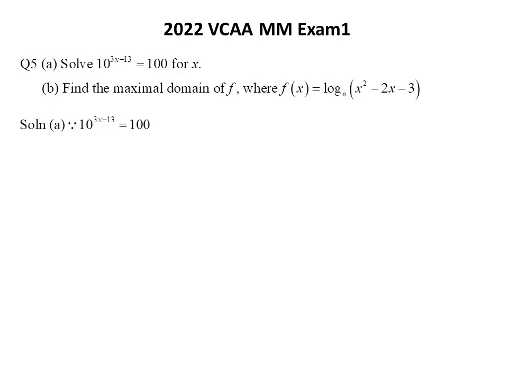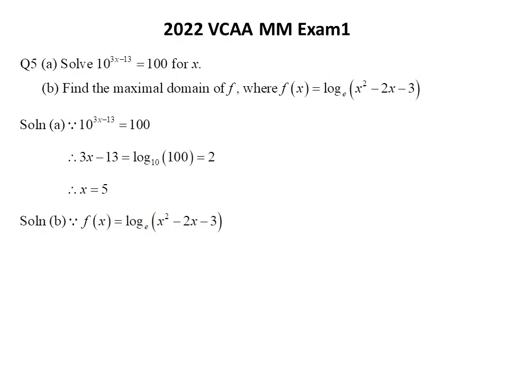As for part A of question 5, since the equation is 10 to the power of 3x minus 13 equals 100, after being transformed to its logarithmic expression, it is written as 3x minus 13 equals logarithm base 10 of 100, which equals 2. Hence, x equals 5.